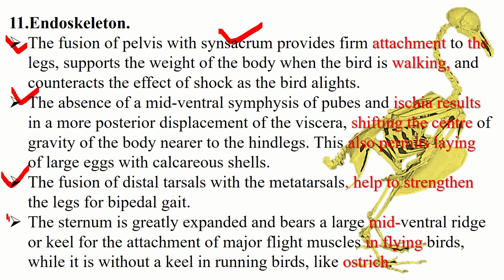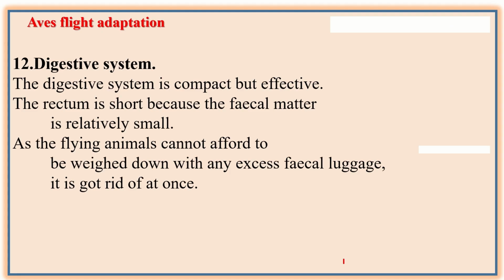The sternum is greatly expanded and bears a large midventral ridge, called the keel, for the attachment of major flight muscles in flying birds, while it is without a keel in running birds like the ostrich. So these are some flight adaptations related to the endoskeleton. Next, about the digestive system.